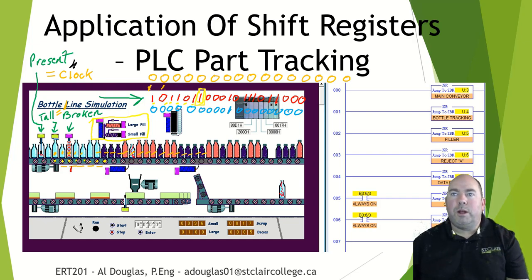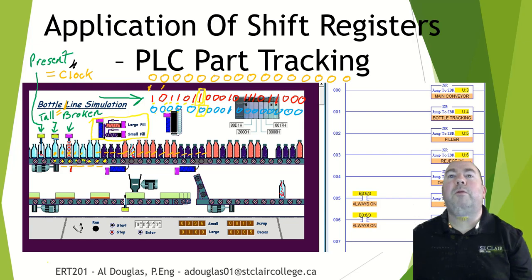Same thing with our broken. 1, 2, 3, 4, 5, 6. It's the sixth one. This spot here, if we have a 0, that means it's a good bottle, we cap it. If we have a 1, it's a broken bottle, we don't cap it. Sorry, we don't fill it. Okay? There are a couple other operations that we look at here.